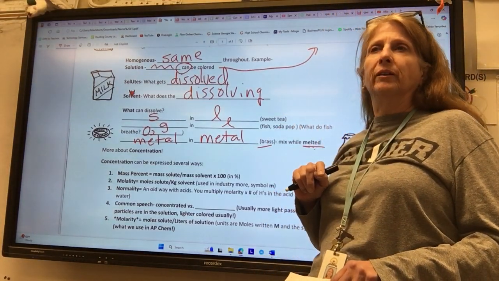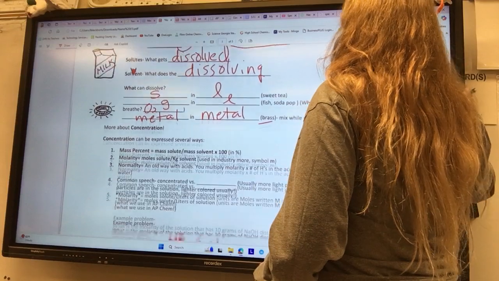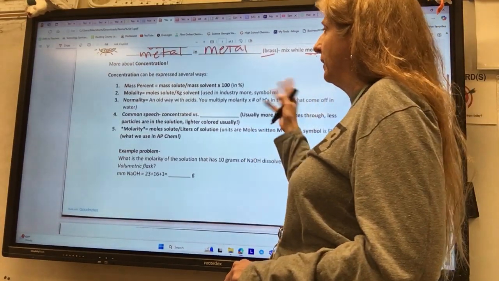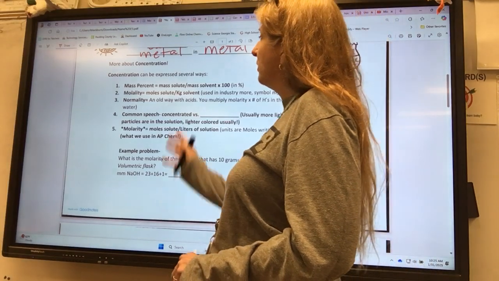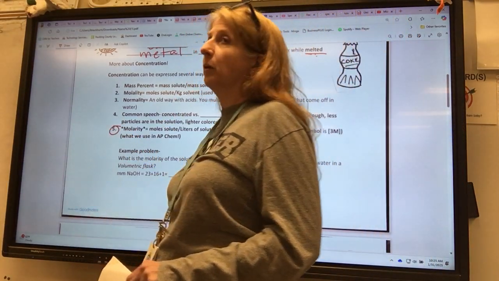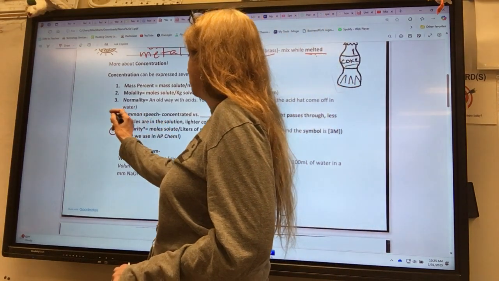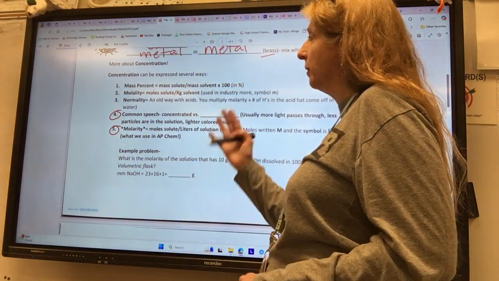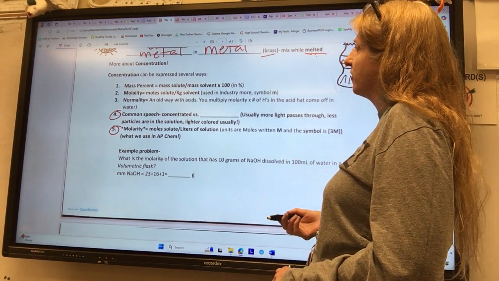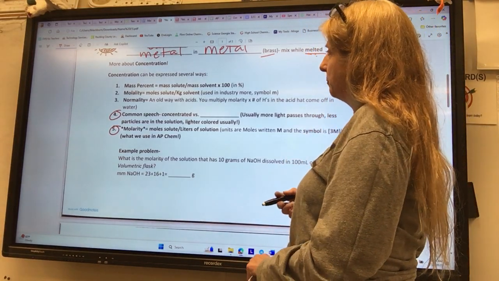May I scroll? Everybody good? Okay. So this is a lot of facts here, but not too important for AP, so you don't have a lot here. So there are different ways of expressing concentration, but the one we do is number 5, and a little bit number 4. 1, 2, and 3, not so important, but I'm going to go over it. One way is called mass percent. It's the mass of solute divided by the mass of solvent times 100.